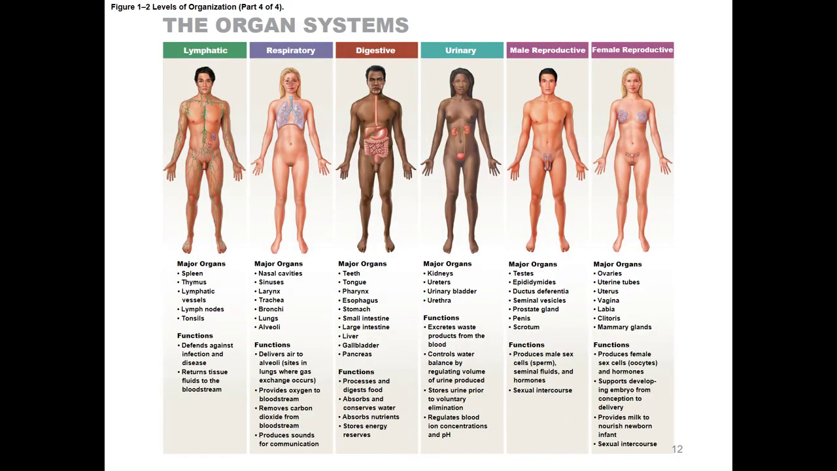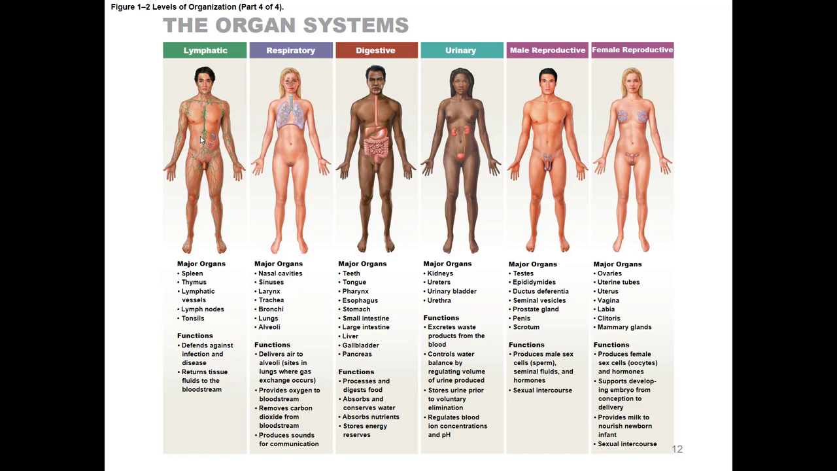Next, we have the lymphatic system, and the lymphatic system is responsible for immunity. So this is going to include the spleen, thymus, lymphatic vessels, which remind me a bit of blood vessels. They run all along the body. And also your lymph nodes and tonsils. Since this is considered your immune system, it's going to defend against infection and disease, and also help to return tissue fluid to the bloodstream.